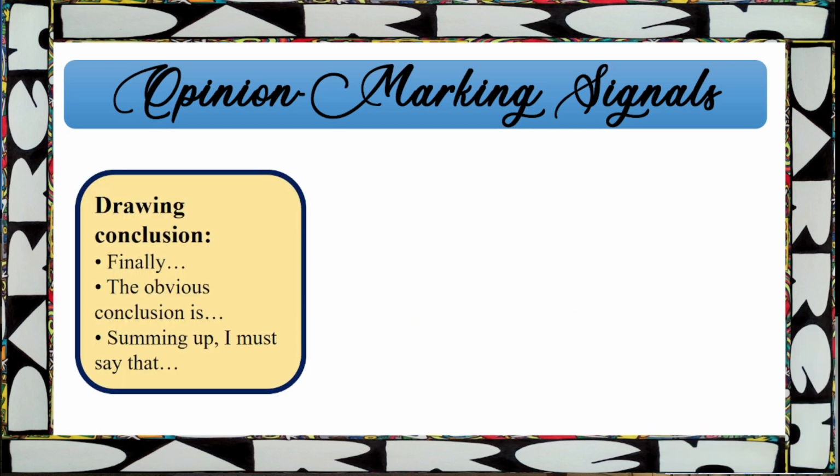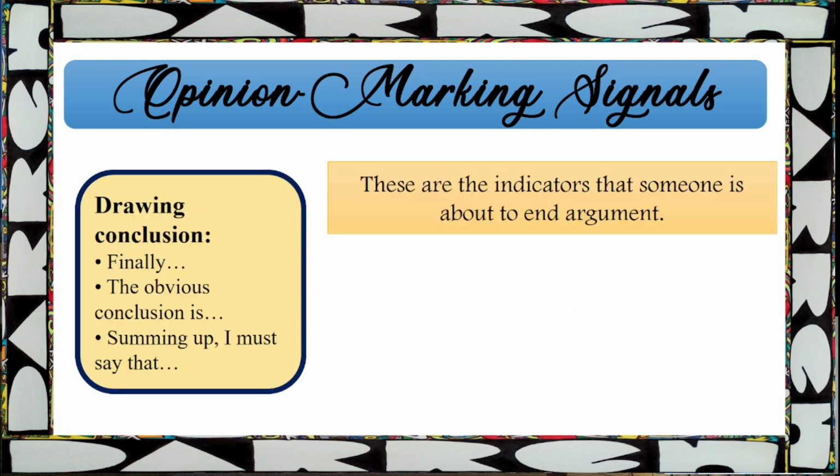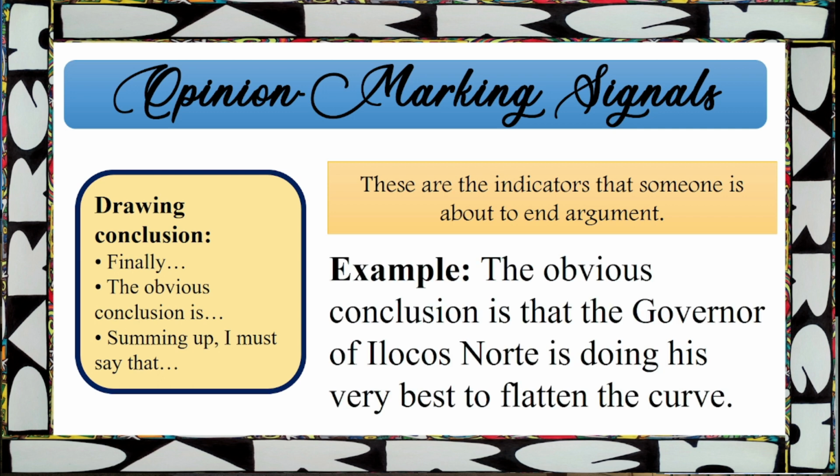Fourth, drawing conclusion. These are the indicators that someone is about to end an argument by giving conclusions or by summarizing the totality of the argument. You could use: finally, the obvious conclusion is, summing up, I must say that. For example, the obvious conclusion is that the governor of Ilocos Norte is doing his very best to flatten the curve.